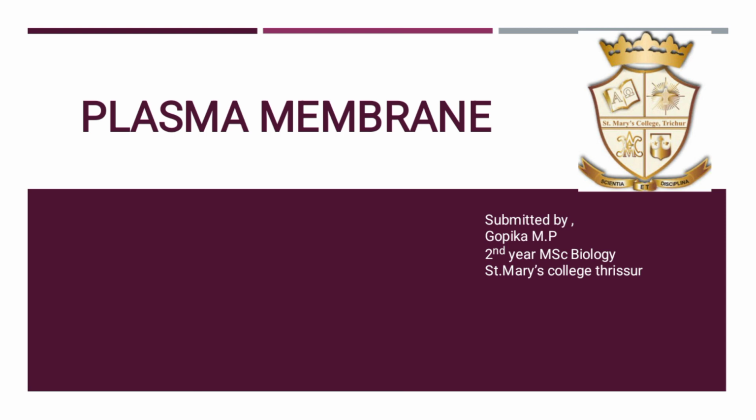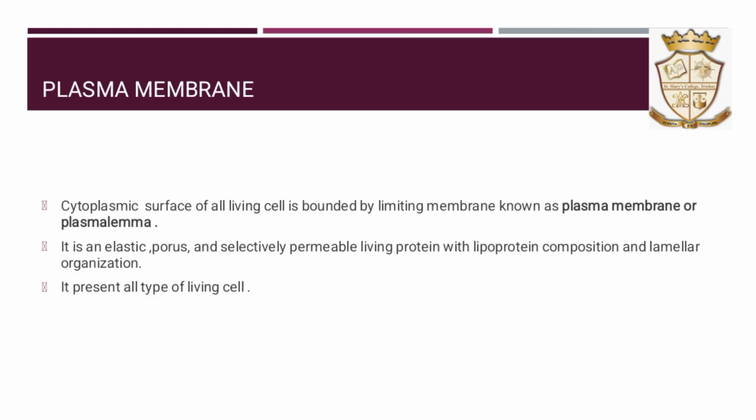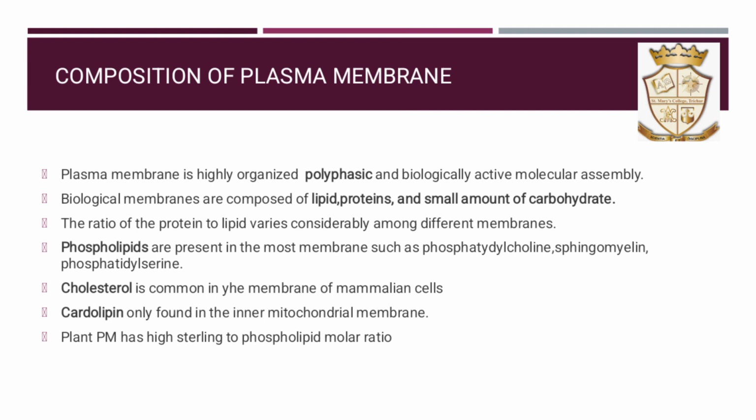In this video, we discuss the topic plasma membrane. The cytoplasmic surface of all living cells is bounded by a limiting membrane known as the plasma membrane or plasmalemma. Elastic, porous and selectively permeable in nature. So it is present in all types of living cells, such as animal cells, plant cells and also bacterial cells.